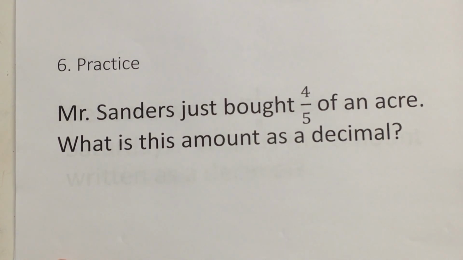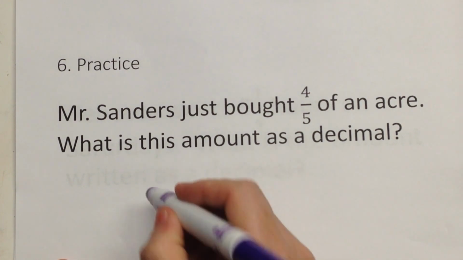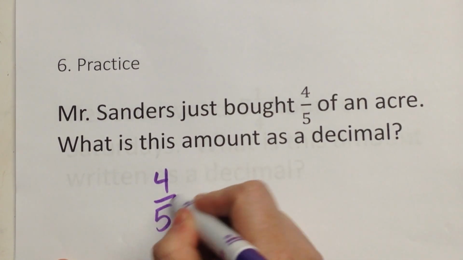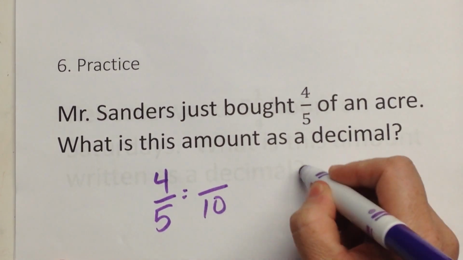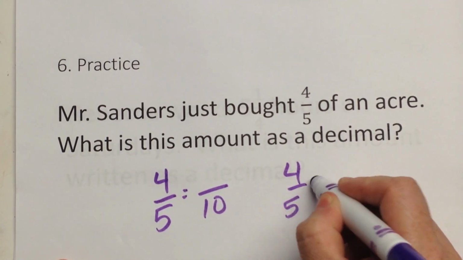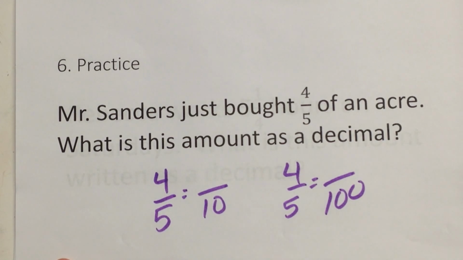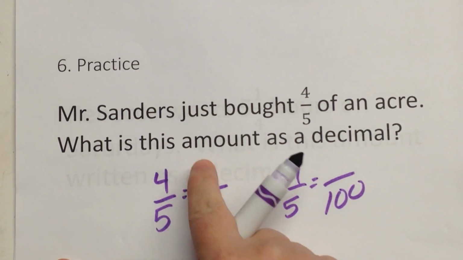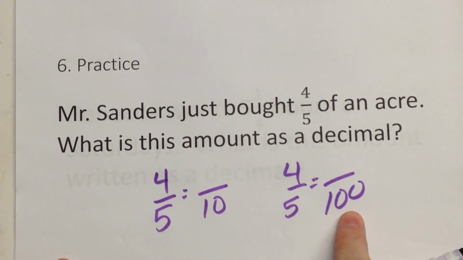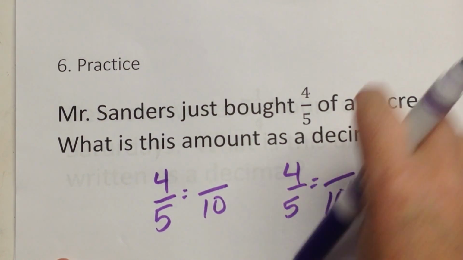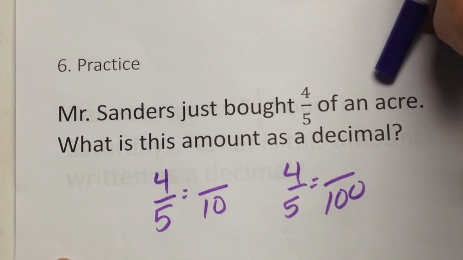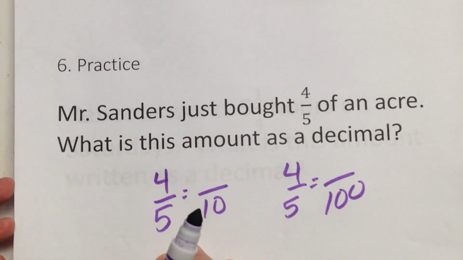Next, Mr. Sanders just bought 4/5 of an acre. What is this amount as a decimal? So 4/5, that one can go over to tenths, or I could write it as 4/5 out of 100ths. It could go either way. 5 times 2 is 10, so then I would do 4 times 2. Or I could do 5 times 20 is 100, and 4 times 20 would be something. Make sure you solve this on your paper.